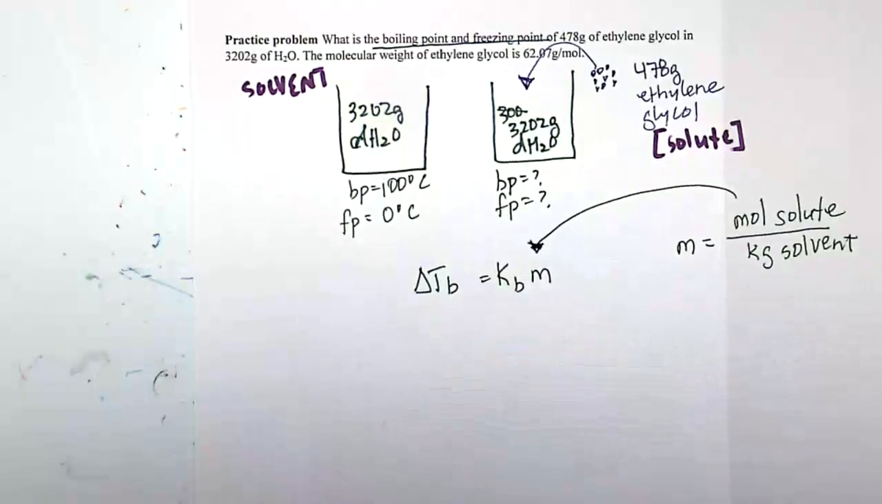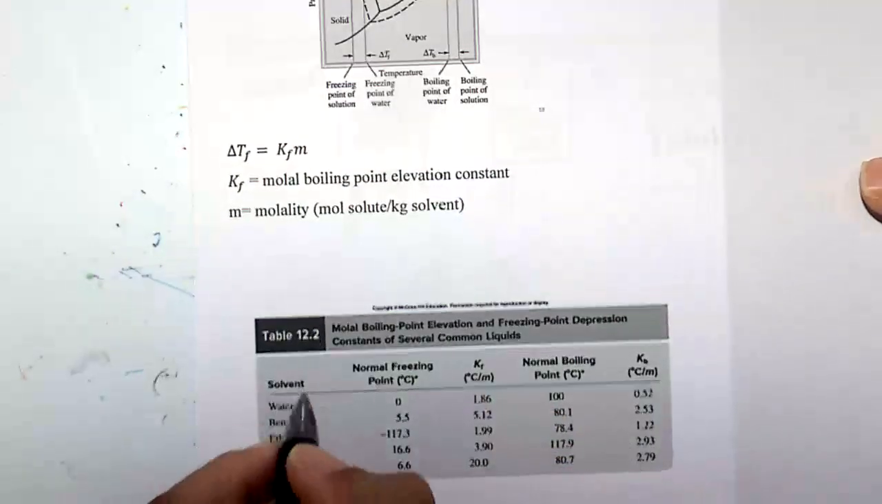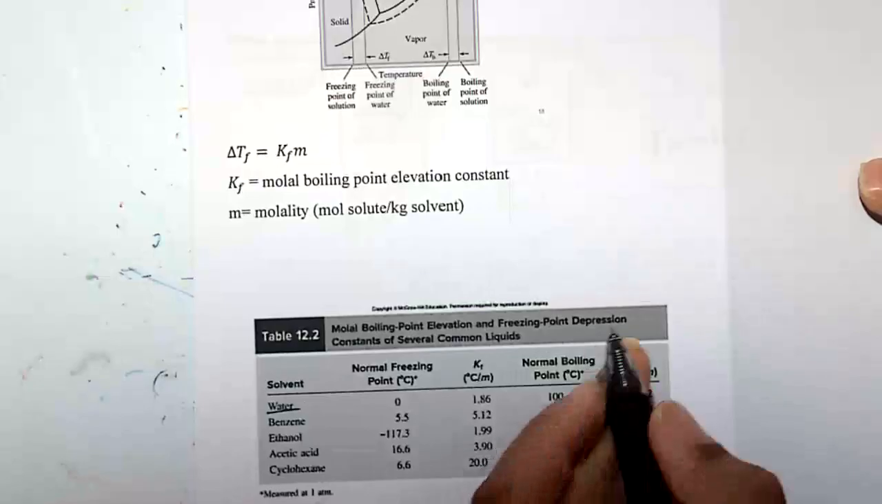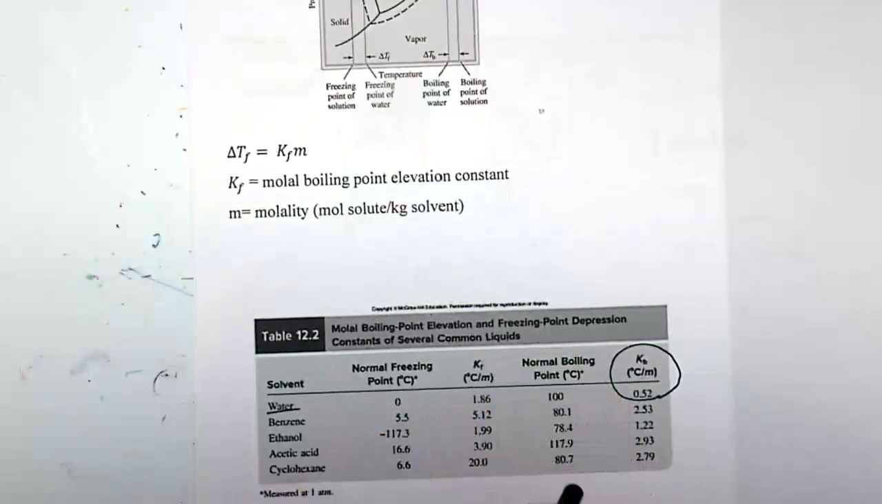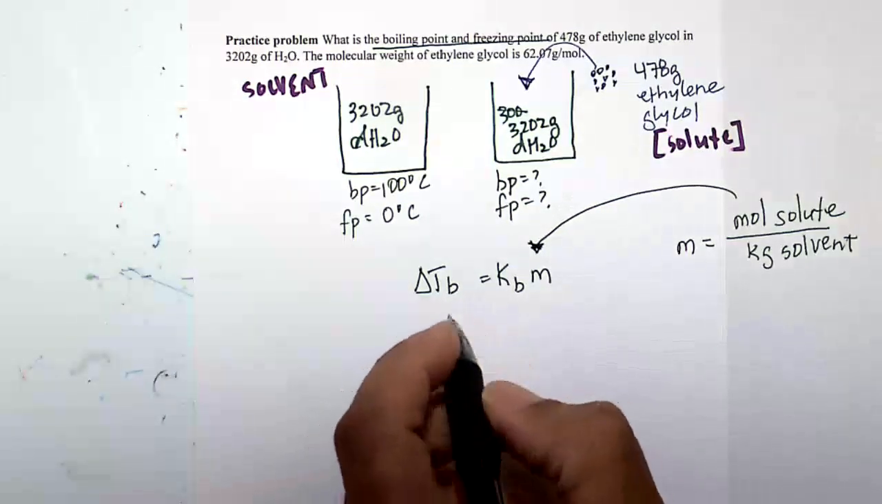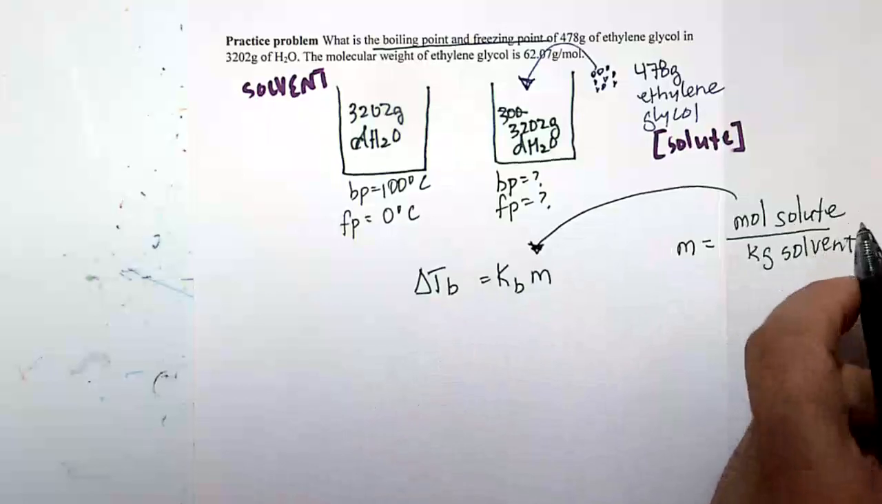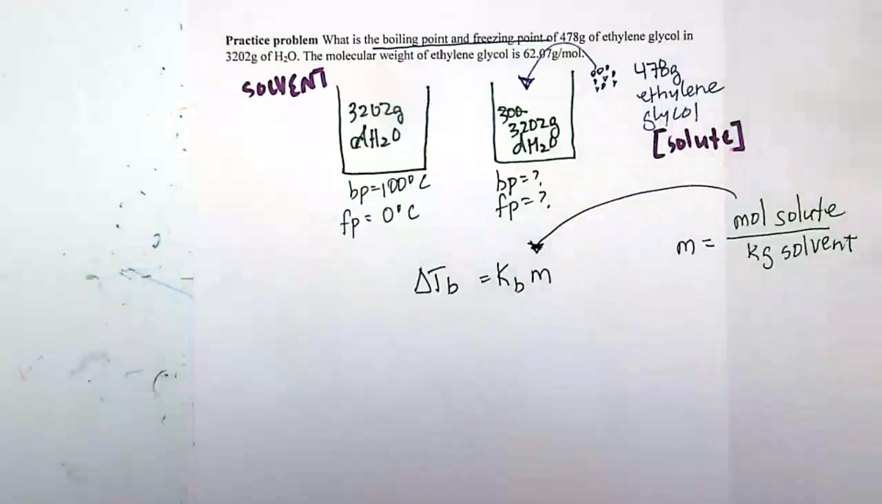So this Kb is a constant, and let's look at that constant here. I'll give you that. Our solvent is water. So what is Kb for water as our solvent? 0.52 degrees C over molal. Yes, sir. Jacob, 0.52 degrees C over molal. So this is just plug and play. Actually, moles of solute, right? So let's convert that into moles of solute.